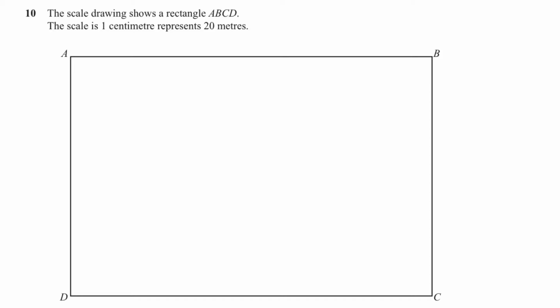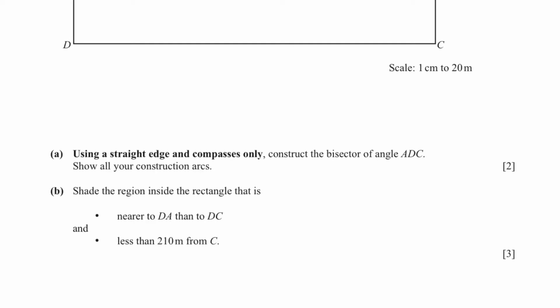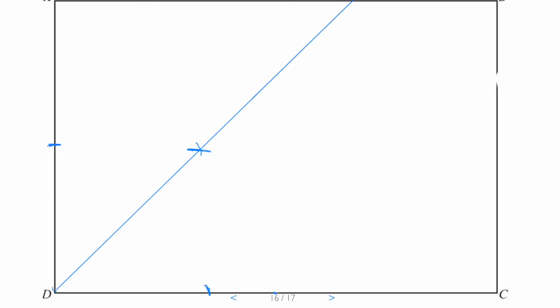Question number 10. The scale drawing shows a rectangle ABCD. The scale is 1 centimeter represents 20 meters. First part of the question, we have to construct the bisector of angle ADC, and you have to show all your construction arcs. To find the angle bisector, the first thing you will do is use your compass, make an arc here, and then make the arc here. The same length arc, cut here from this point, and from this point you will cut.